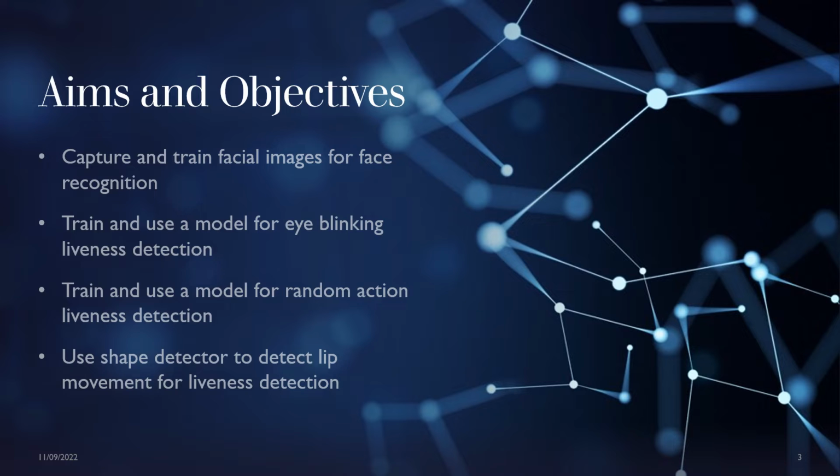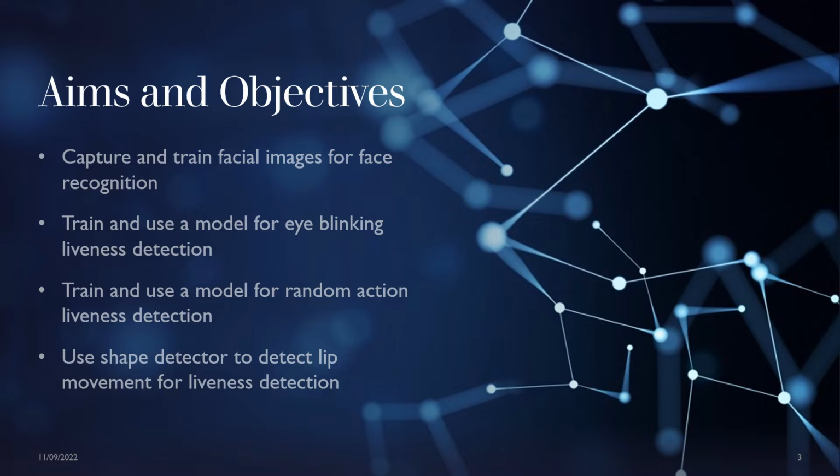So in the aims and objectives, when the user first enters the system, he will have to register himself. He will enter a name, then capture his face images and train them for face recognition. After this training of the images, the user can then proceed with training with anti-spoofing algorithms, first being the eye blinking.